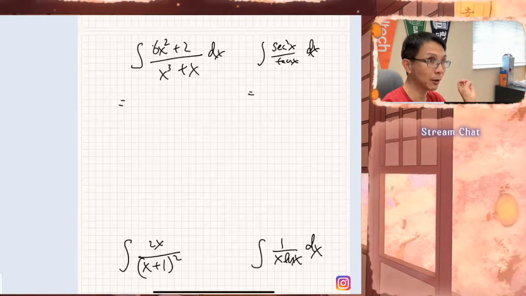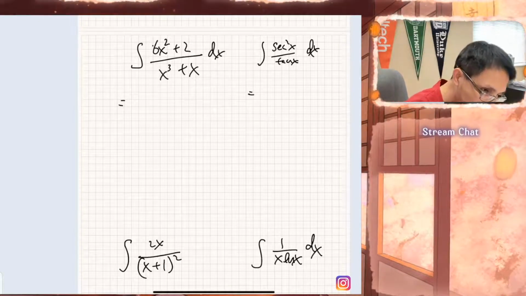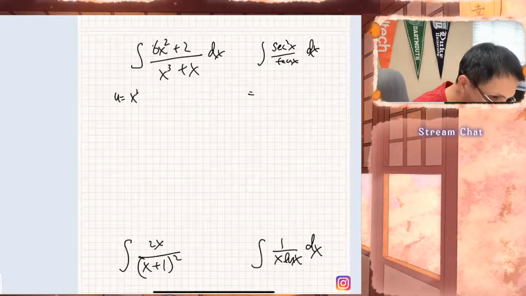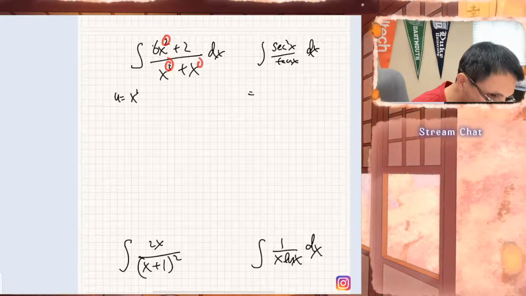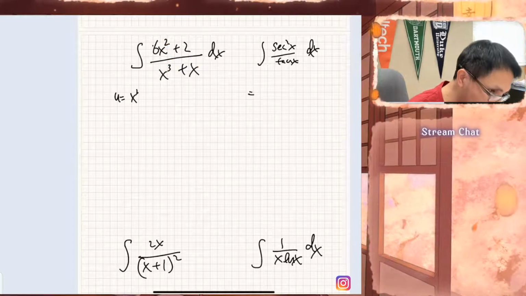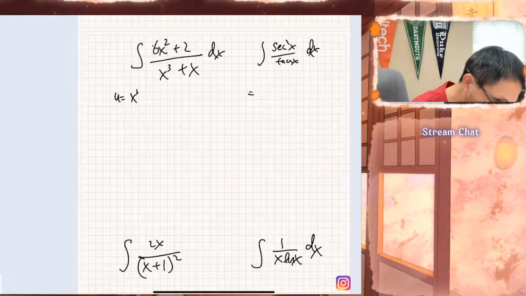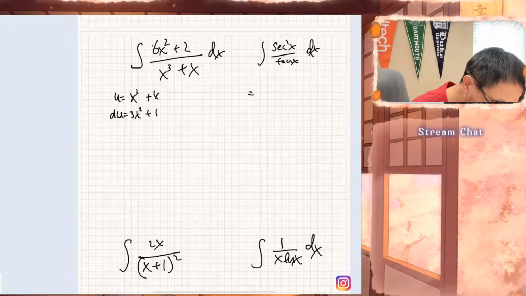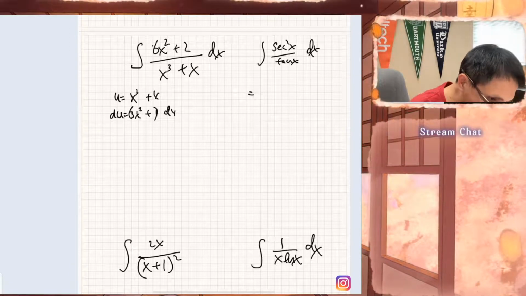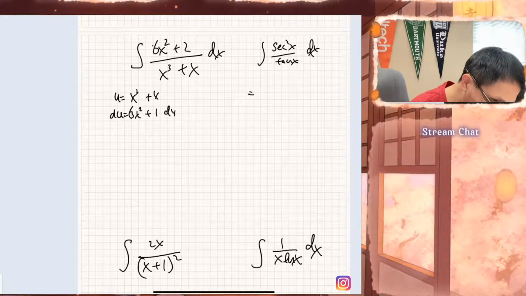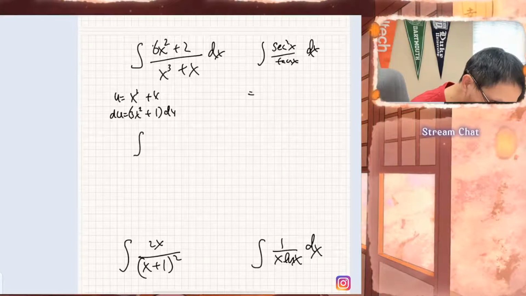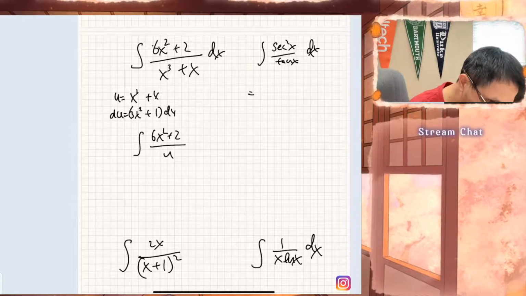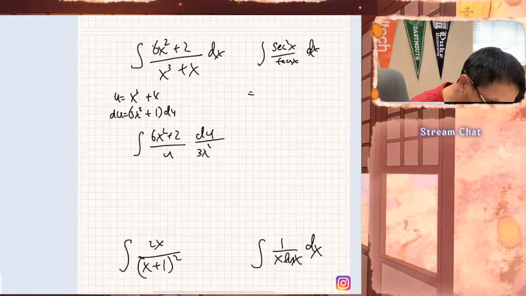Julia, did you finish the first one? Okay, what did you set u as here? Okay, because you see that one less degree, right? 3, 2, and this is 1, one less degree situation. So that is going to be du equal to 3x squared plus 1 dx. Now, it's okay that you have different numbers from top and bottom, so that's going to be 6x squared plus 2 over u, and this one's going to be du over 3x squared plus 1.